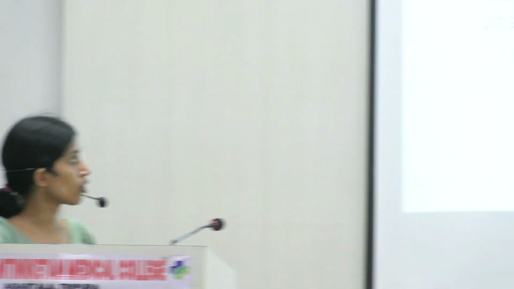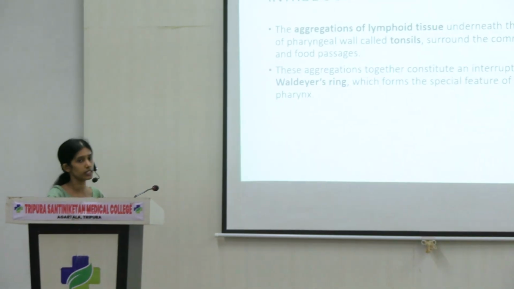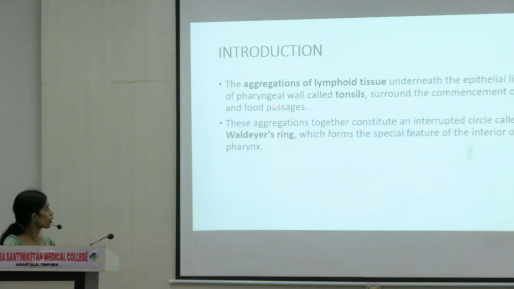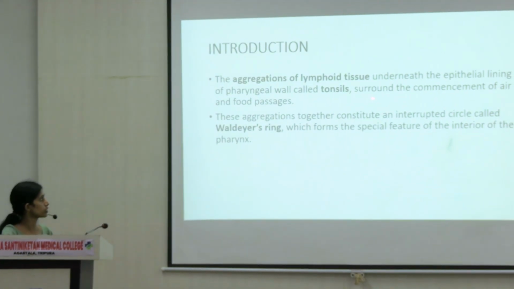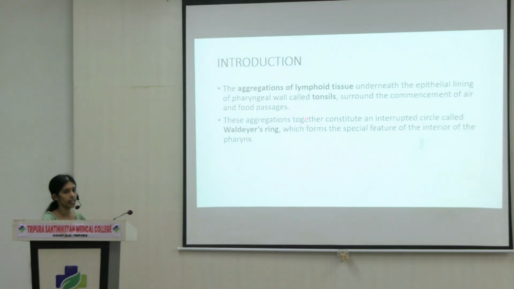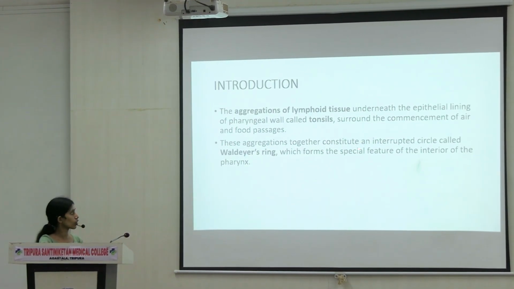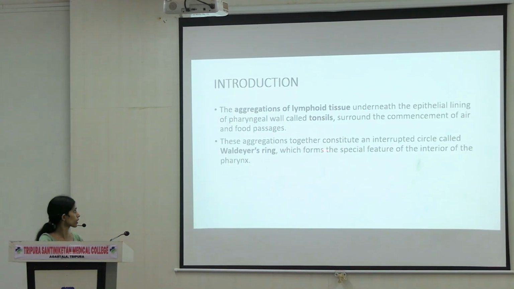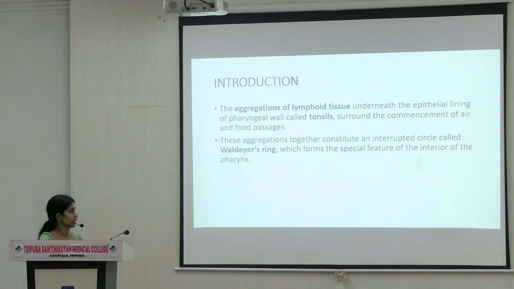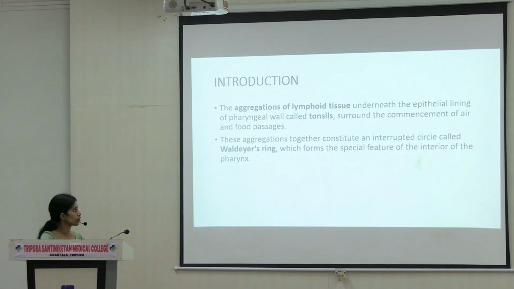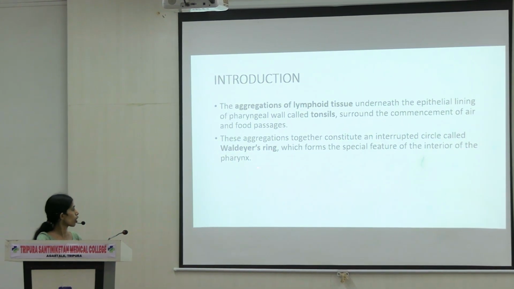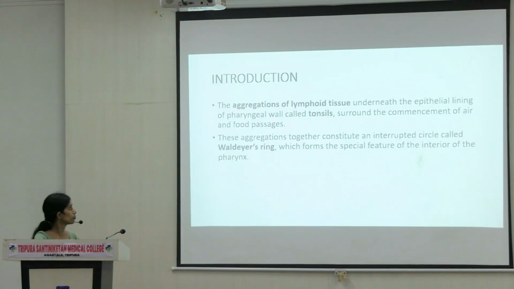The aggregation of lymphoid tissues underneath the epithelial lining of your pharyngeal wall, called tonsils, surround the commencement of air and food passages. This aggregation together constitutes an interrupted circle called Waldeyer's ring, which forms a special feature on the interior of your pharynx.